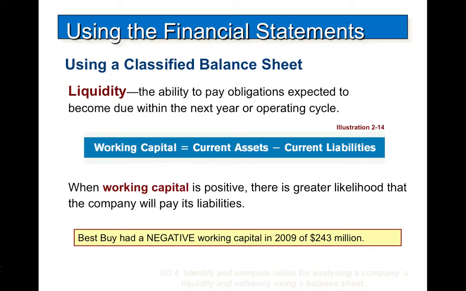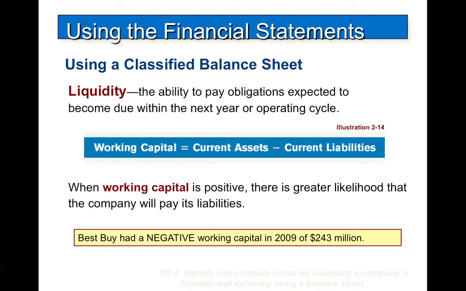You can learn a lot about a company's financial health by also evaluating the relationship between its various assets and liabilities. If you're a lender or a company granting credit, you will be interested in the liquidity of the company you are granting credit. Liquidity is the company's ability to pay obligations expected to become due within the next year or operating cycle. You would look closely at the relationship of its current assets to its current liabilities.